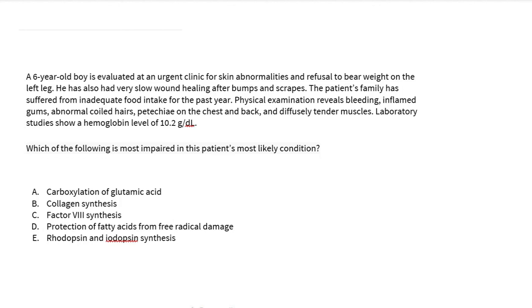A 6-year-old boy is evaluated at an urgent care for skin abnormalities and refuses to bear weight on the left leg. He also has very slow wound healing after bumps and scrapes. The patient's family has suffered from inadequate food intake for the past year. Patient physical examination reveals bleeding, inflamed gums, abnormal coiled hairs, petechiae in the chest and back, and diffusely tender muscles. Laboratory studies show a hemoglobin level of 10.2 grams per deciliter.